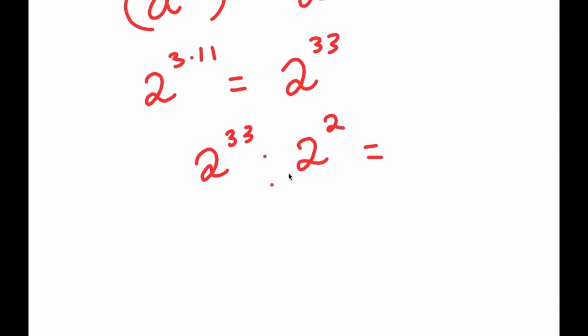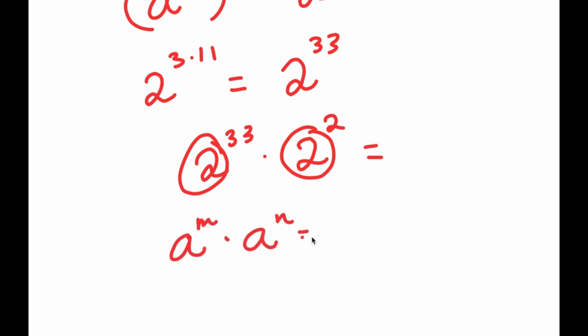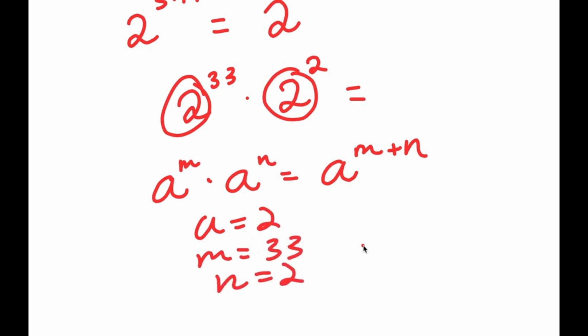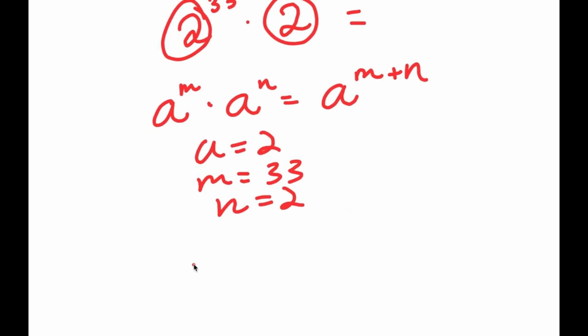Now the last part is a fairly easy step. Because both of these bases are the same, if I have something in the form a to the power of m times a to the power of n, this is equal to a to the power of m plus n. So over here I have 2 to the power of 33 times 2 squared. I can think of a as 2, m as 33, and n as 2. So I can rewrite this as 2 to the power of 33 plus 2, which is equal to 2 to the power of 35.